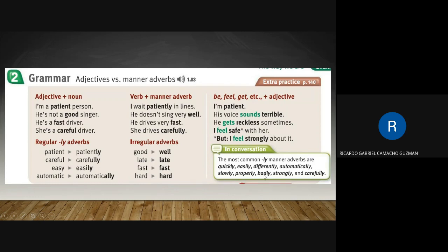Cuando estamos hablando acerca de un adverbio, en este caso el adverbio que viene de la palabra bad, no cambia a worse, porque no estamos haciendo una comparación. Estamos hablando acerca de una acción y estamos describiendo esa acción. Entonces, esa es la situación con todo esto.